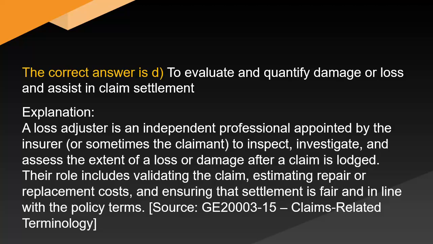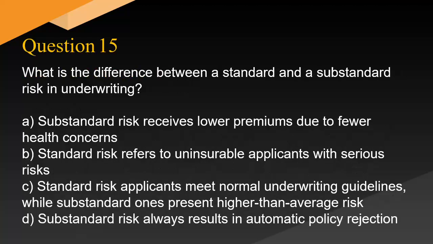G2000315. Claims-related terminology. What is the difference between a standard and a substandard risk in underwriting? A. Substandard risk receives low premiums due to fewer health concerns. B. Standard risk refers to uninsurable applicants with serious risks. C. Standard risk applicants meet normal underwriting guidelines, while substandard ones present higher than average risk. D. Substandard risk always results in automatic policy rejection.